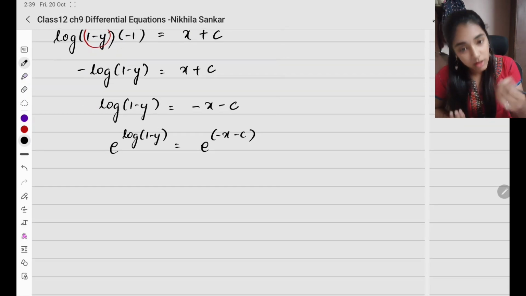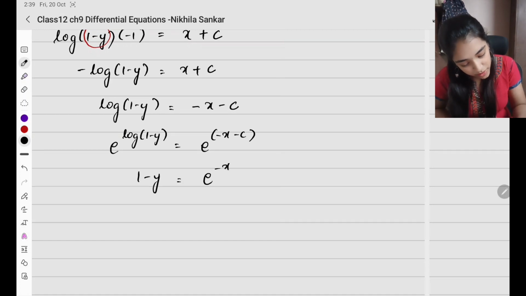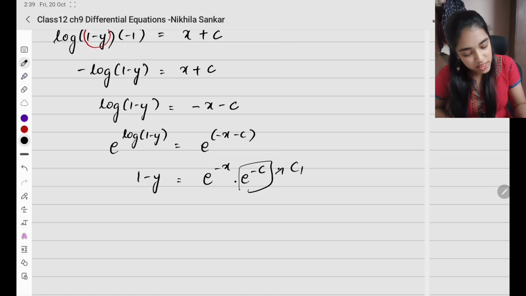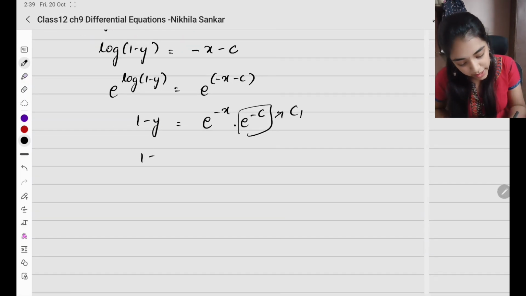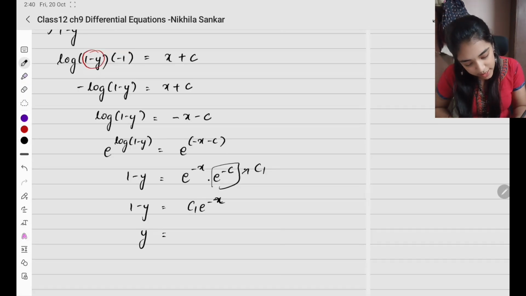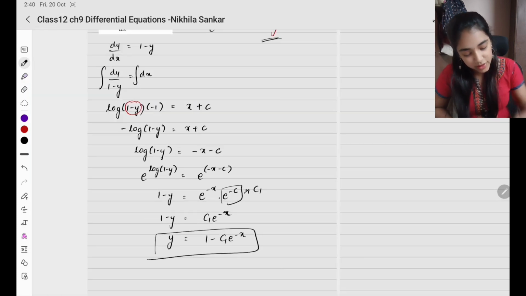Now, e to the log of 1 minus y, and the power comes down. So, I have 1 minus y equals e to the power minus x times e to the minus c, which I will denote by some constant c1. So, now I have 1 minus y equals c1 times e to the minus x. Y equals 1 minus c1 e to the minus x. So, this is my final solution. Please copy.